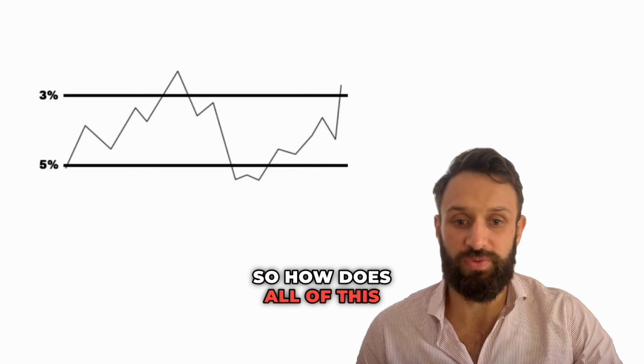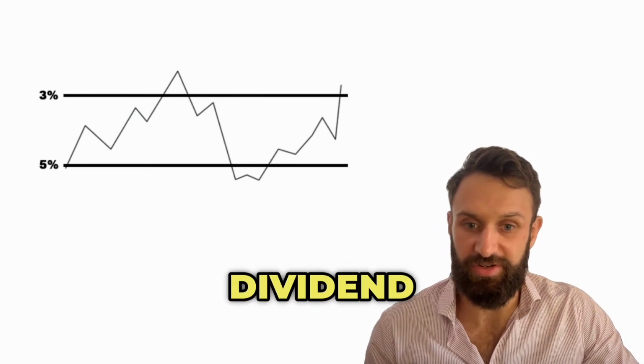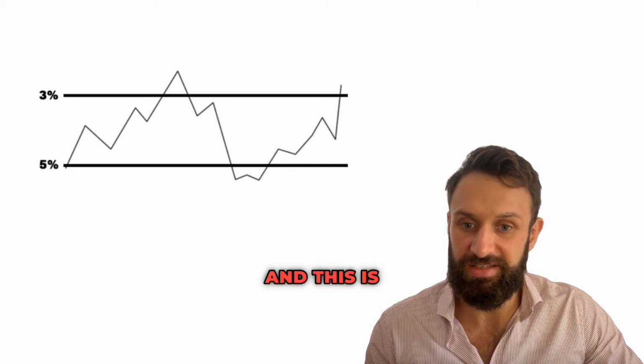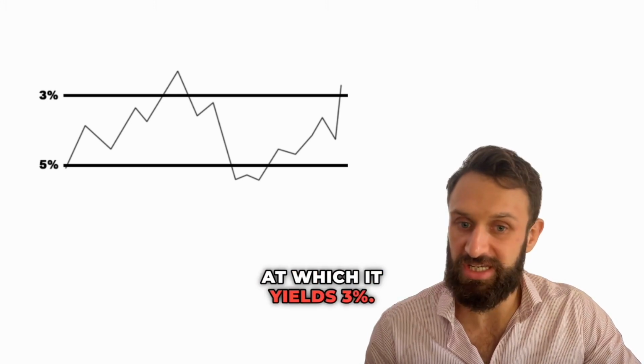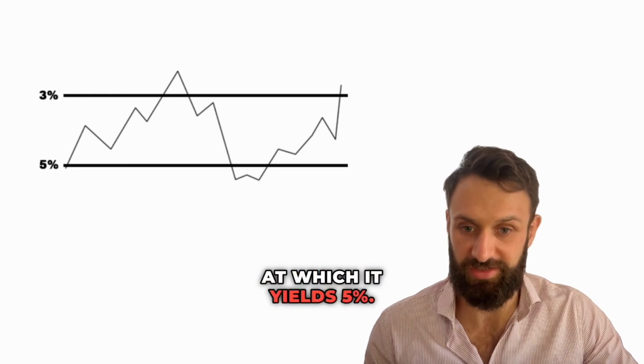So how does all of this work? Let's say you've got a stock which pays a fixed dividend. And this is a stock price going up and down over time. And this is the price level at which it yields 3%. And this is the price level at which it yields 5%.